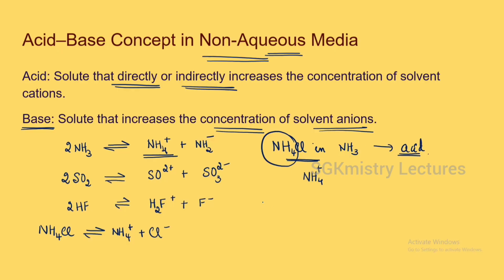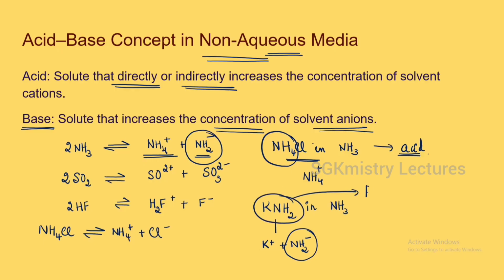So let us talk about KNH2. Again, KNH2, potassium amide in NH3. You can also consider sodamide, NaNH2, right? So KNH2 in NH3: we know that KNH2 will form K+ and NH2-, right? And ammonia on self-ionization forms the NH2- anion. It is very clear that KNH2 will form the NH2- anion. It increases the concentration of the solvent anions, because of which KNH2 acts as a base.